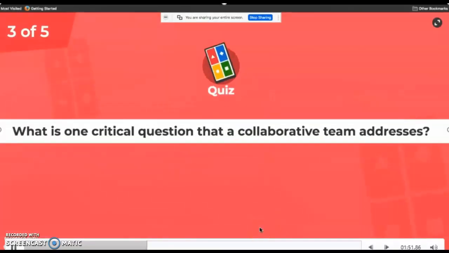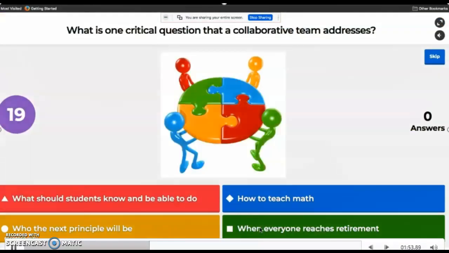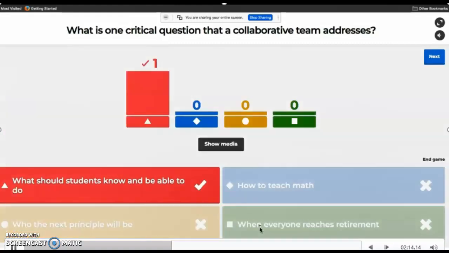Question number 3. What is one critical question that a collaborative team addresses? And the answer is, what should students know and be able to do? The purpose of this question is similar to the last, to know the important things that a PLC addresses in meetings.